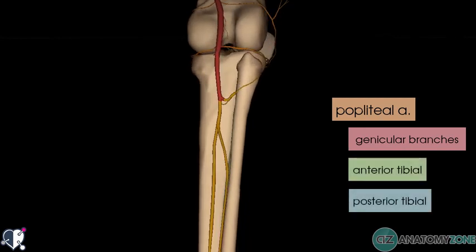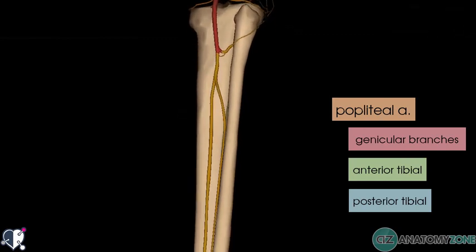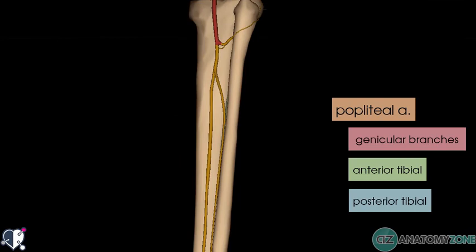The posterior tibial artery, which you can see here, descends along the superficial surface of the deep posterior muscles of the posterior compartment, and it gives off the fibular artery, which is also referred to sometimes as the peroneal artery, and this branch supplies the lateral compartment of the leg. The other branch of the popliteal artery is the anterior tibial artery.